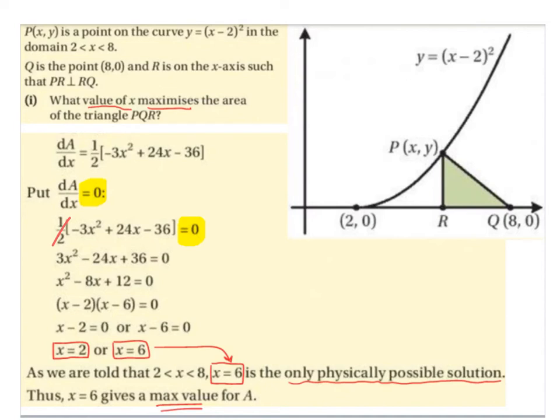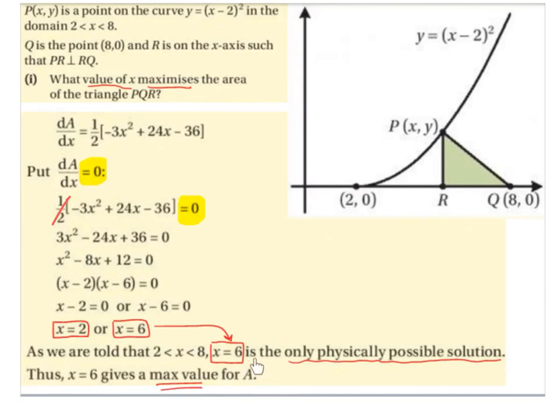And then we change the signs, so we end up with positive x squared minus 24x plus 36. We divide across by 3, getting x squared minus 8x plus 12. We factorize, getting x minus 2 times x minus 6. And we solve, getting x equals 2 and x equals 6. As we were told in the question that x is between 2 and 8, x equals 6 is the only physically possible solution. Thus, x equals 6 gives a max value for A.